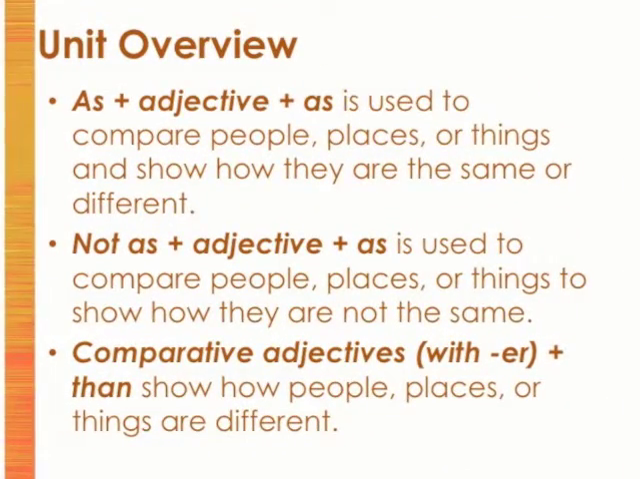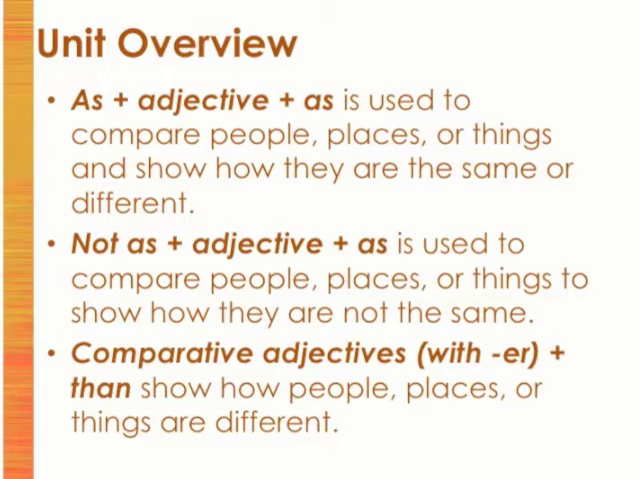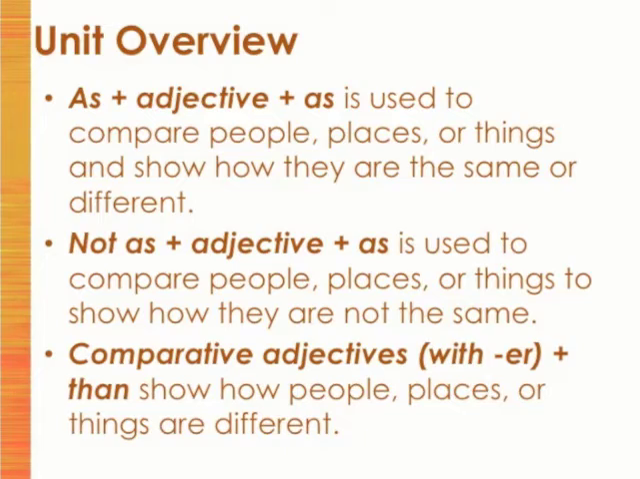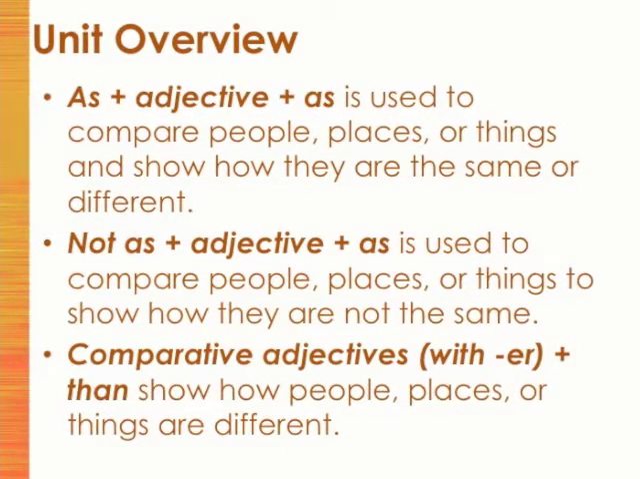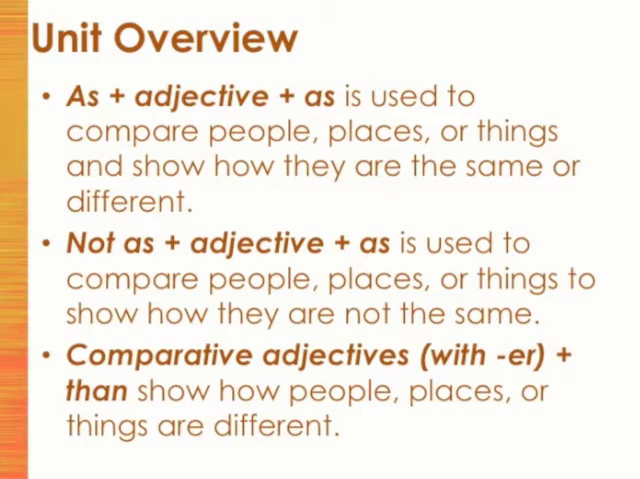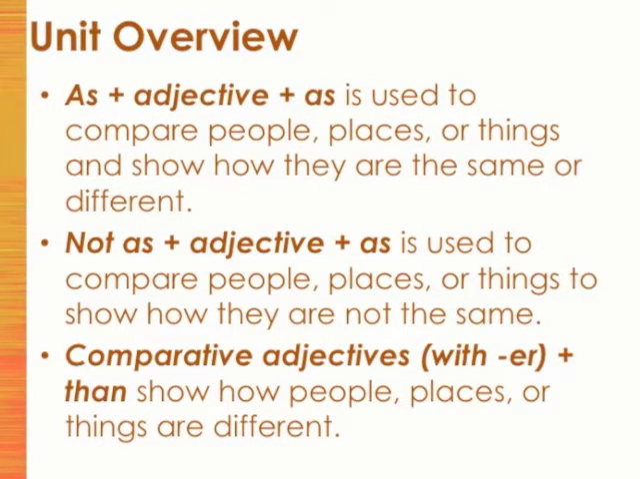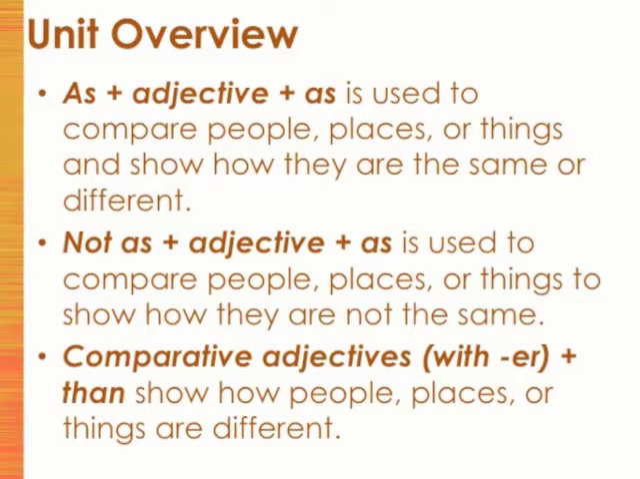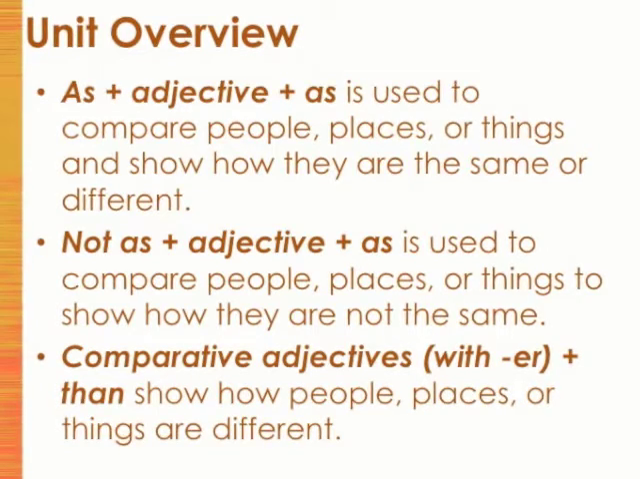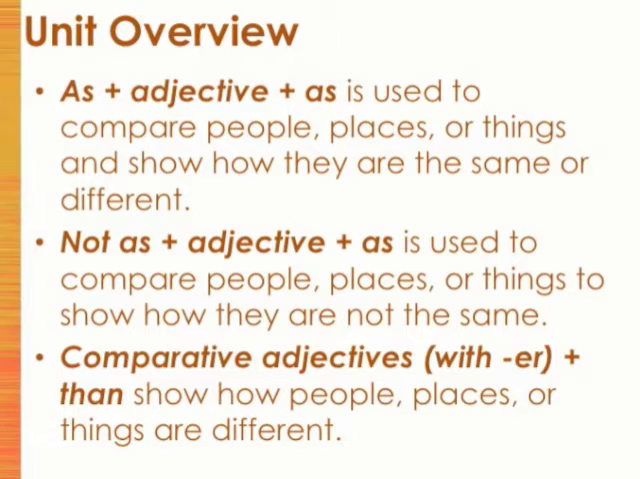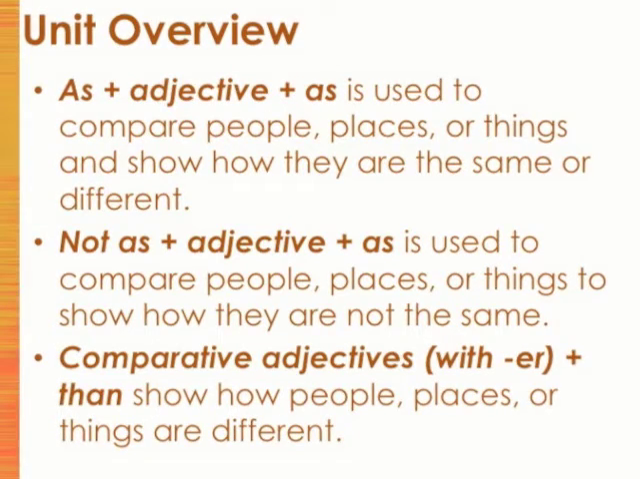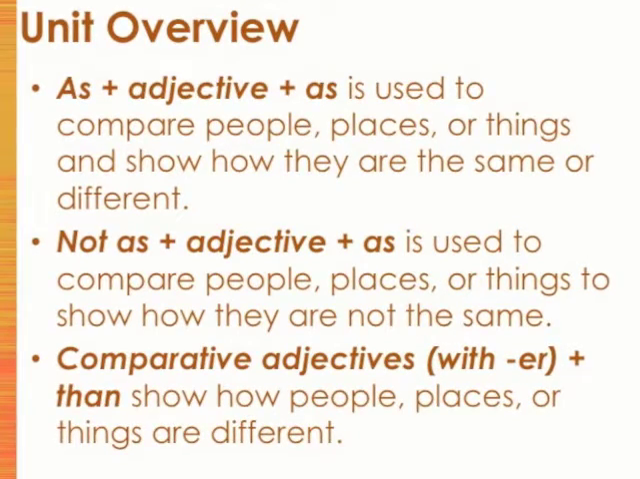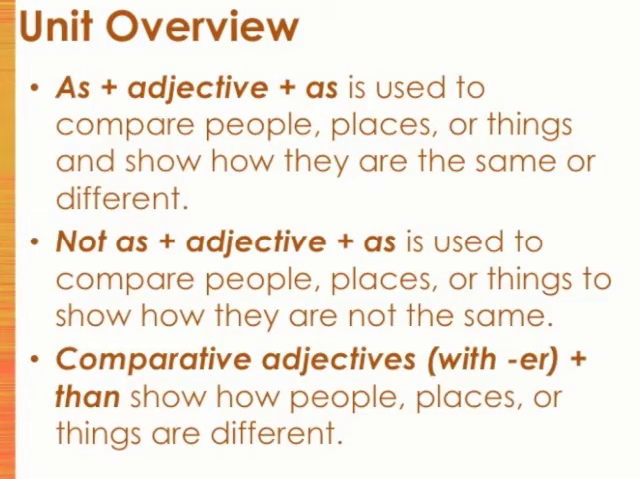Let's go ahead and start with the unit overview. This is just a quick summary of what we'll talk about today. To begin with, we'll do as plus an adjective plus as. This is used to compare people, places, or things and show how they are the same or different. Not as plus adjective plus as is used to compare people, places, or things to show how they are not the same. And then we have comparative adjectives with er plus than to show how people, places, or things are different. We'll talk more about each of these in detail, but let's go ahead and keep going with our unit overview on the next slide.